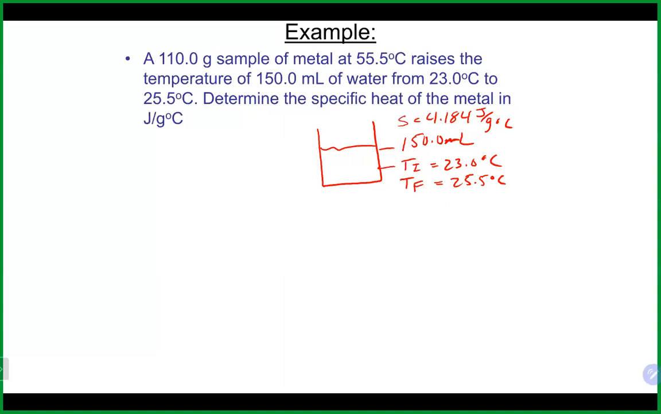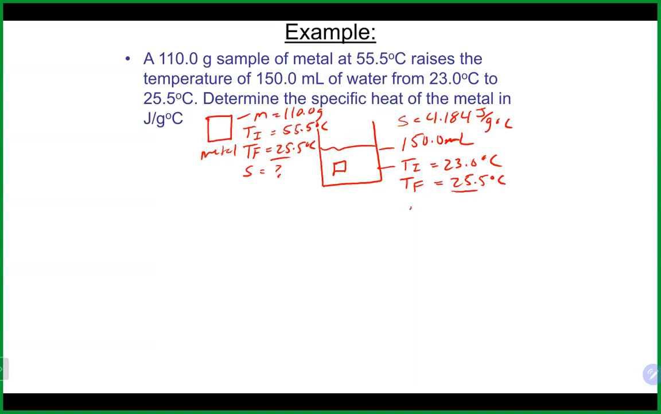We also have some information for the metal that's going in. So we have our metal here, and it has a mass of 110 grams. It has an initial temperature of 55.5. We know that once it goes for a swim in the water, it should also end up at the same temperature as the water, right? When it heats up. So we know that the final temperature of our metal is going to be 25.5 degrees Celsius. Again, the same stopping spot as the water in this case. We are looking for the specific heat capacity of the metal.